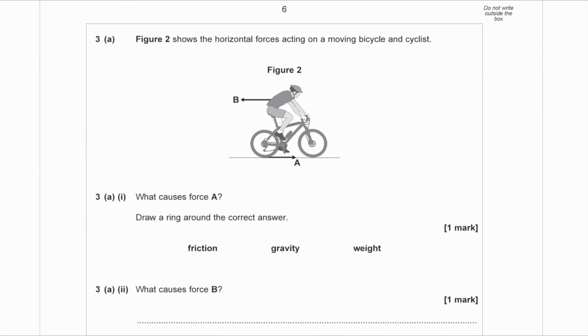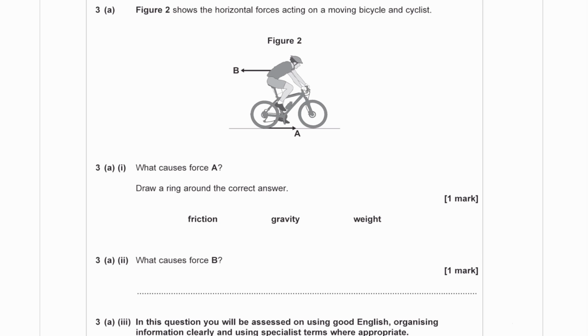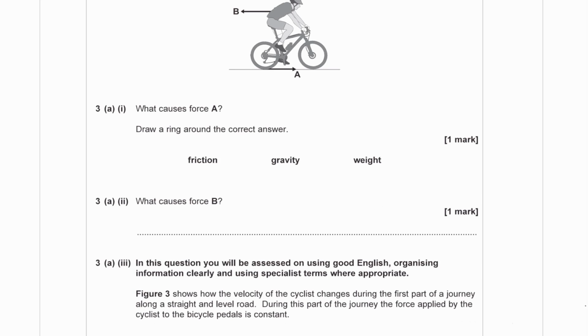Alright, so moving on, we now have question 3. So 3A says that figure 2 shows horizontal forces acting on a moving bicycle and cyclist. We haven't shown the vertical forces here because obviously there's going to be a reaction from the floor and the weight of the cyclist and the bike. So 3A, it says, what causes force A? Now force A is this force here from the back wheel. And it says draw a ring around the correct answer. Now that is obviously going to be friction.